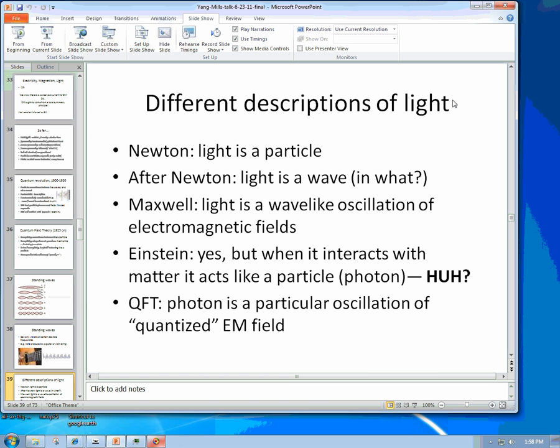When is it a particle? When is it a field? Which is it? Is it both? Is it neither? Is it a weird mixture? Quantum field theory comes in eventually, in about 1930-ish, to say, we can explain this.